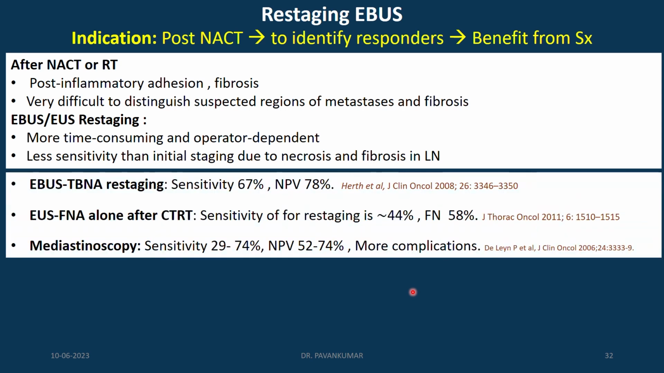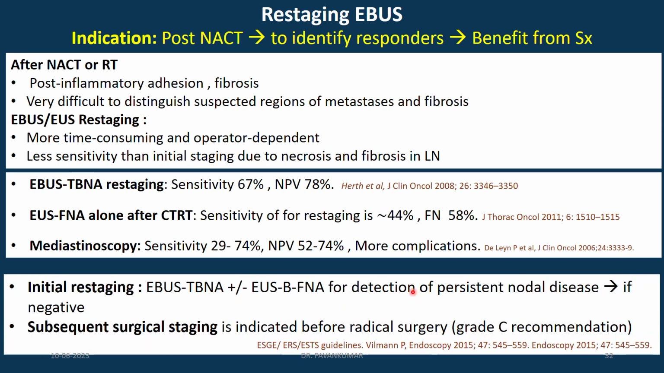The sensitivity of EBUS TBNA and EUS FNA is dismal, very low compared to that of primary staging EBUS or EUS. Mediastinoscopy also has variable sensitivity, because the mediastinum is fibrosed and you cannot put your mediastinoscope in. It's like a laryngoscope: you put a laryngoscope inside a hard or fibrous structure, and you will not be able to differentiate the nodal tissue from the fibrous tissue. Hence, that sensitivity is still less.